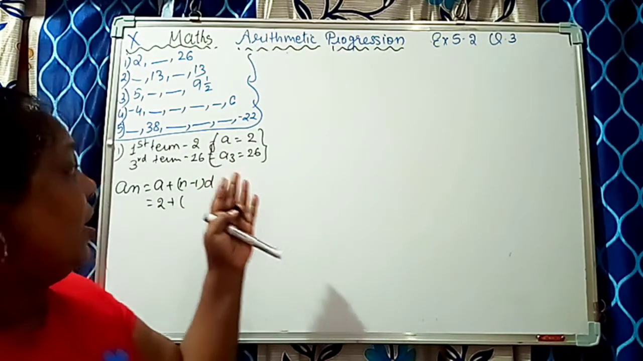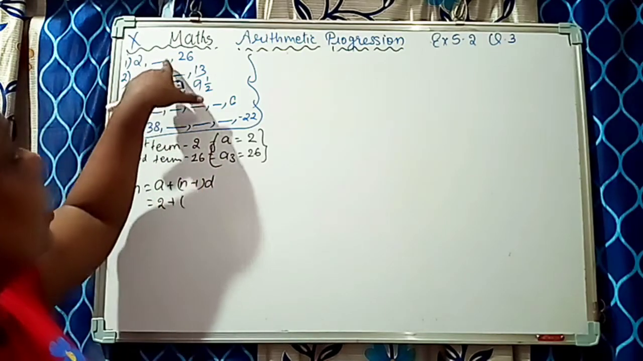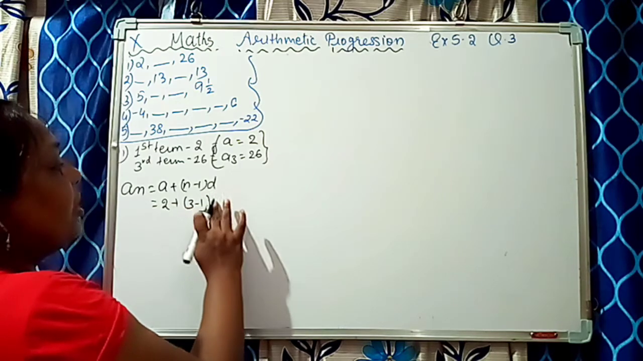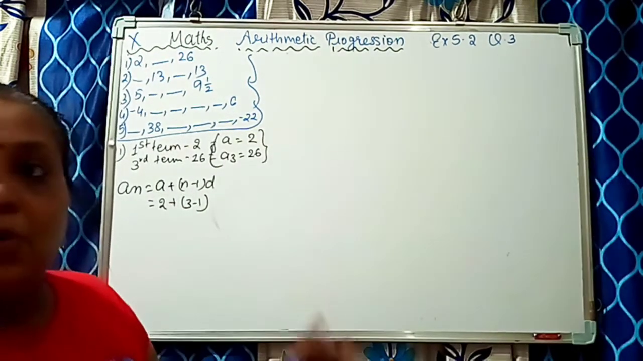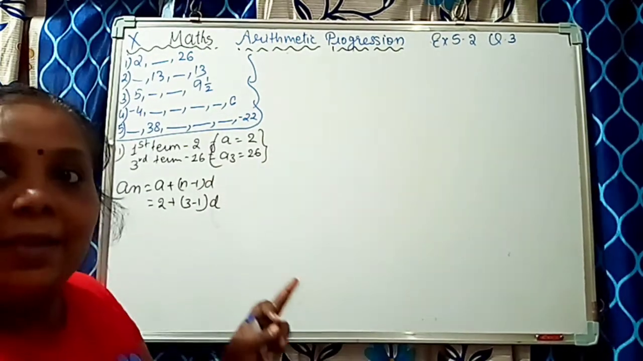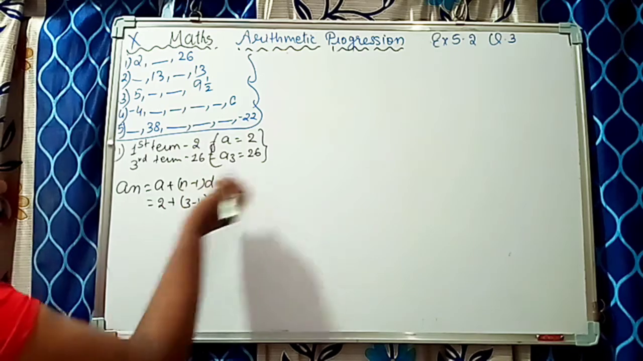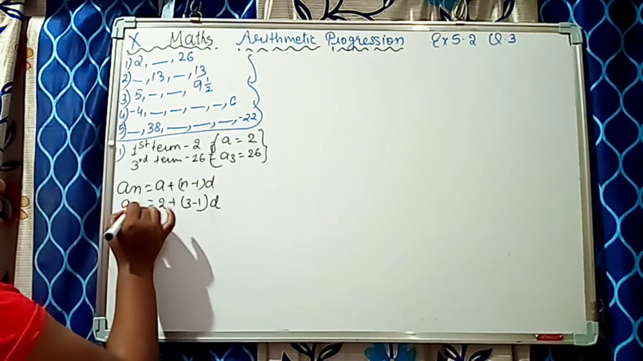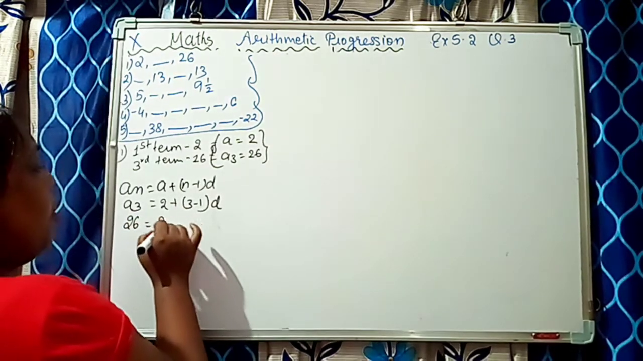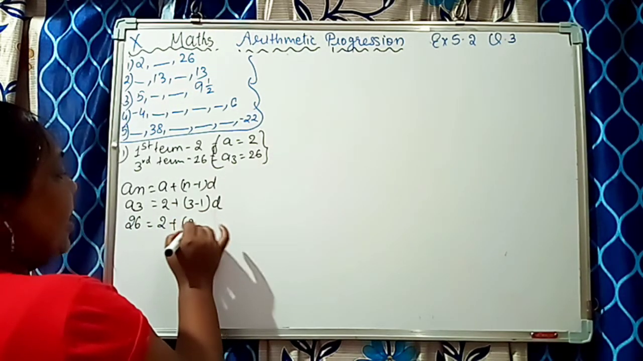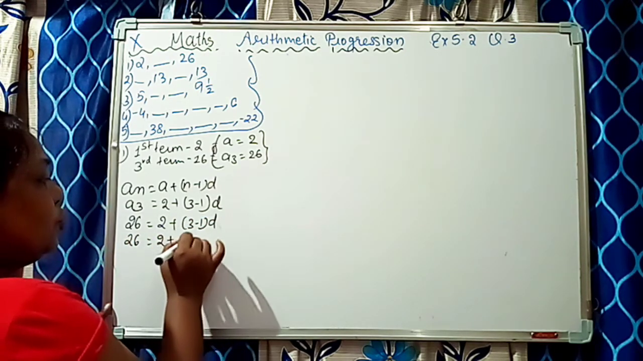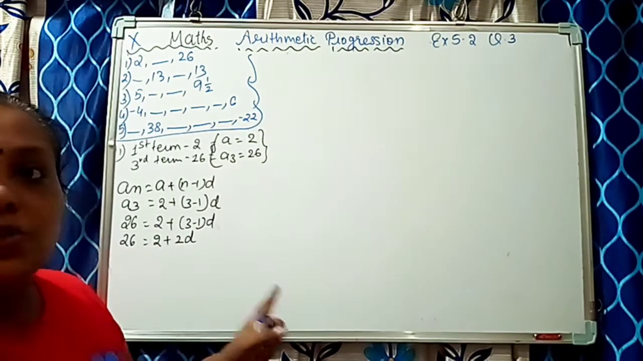n we know, only 3 terms are there. So (3 minus 1)d. What is our d? The difference we don't know, so we will write only d here. And what is our a_n? That is a3, which is given. So 26 is equal to 2 plus (3 minus 1)d. 26 is equal to 2 plus 2d.